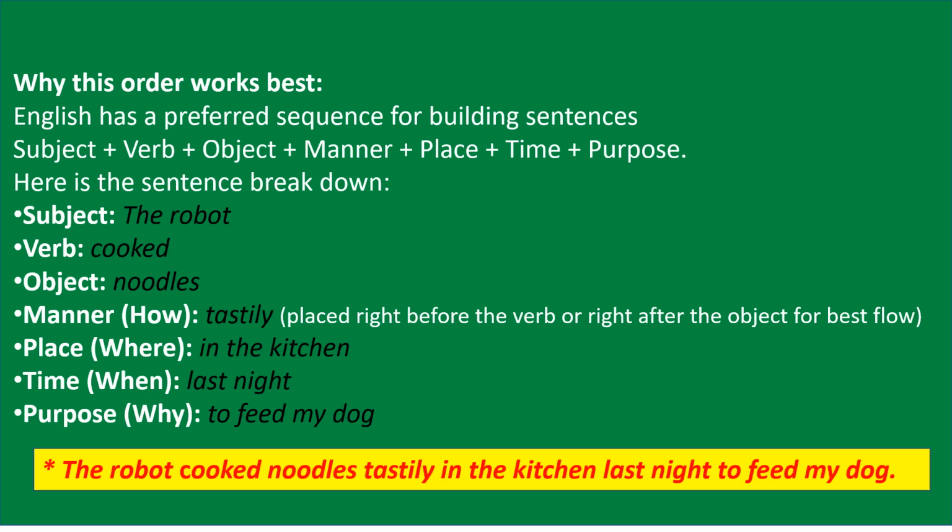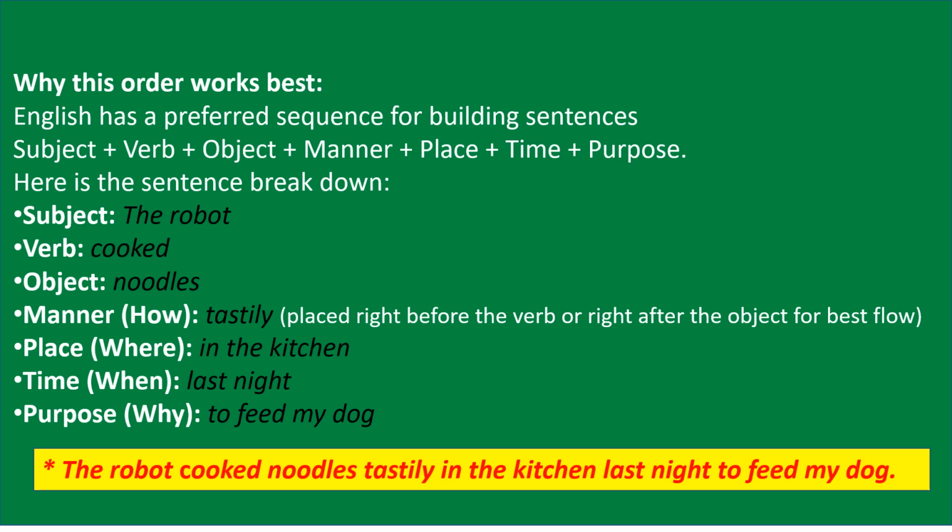Why this order works best? English has a preferred sequence for building sentences: subject, verb, object, manner, place, time, and purpose. Here is the sentence breakdown. Subject, the robo. What? Verb, cooked.